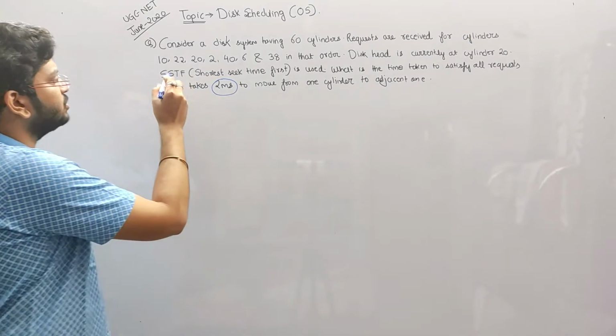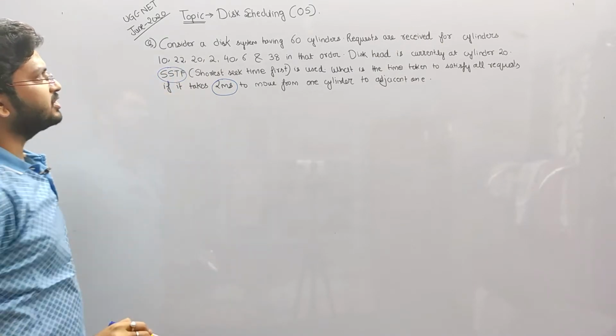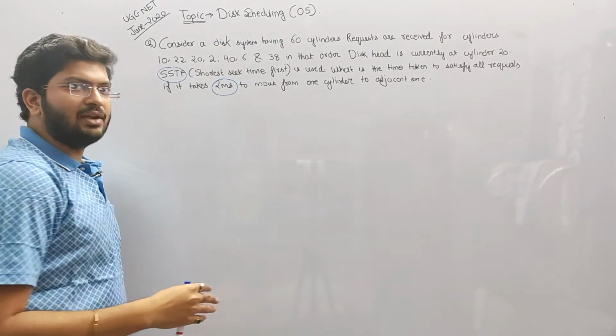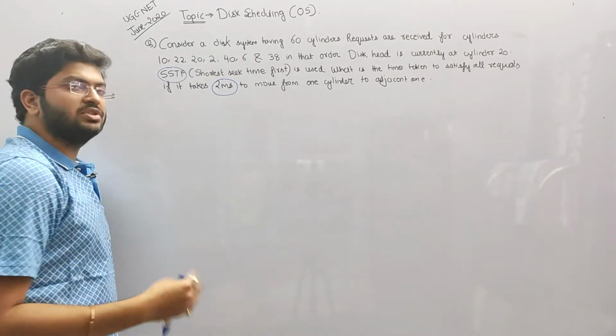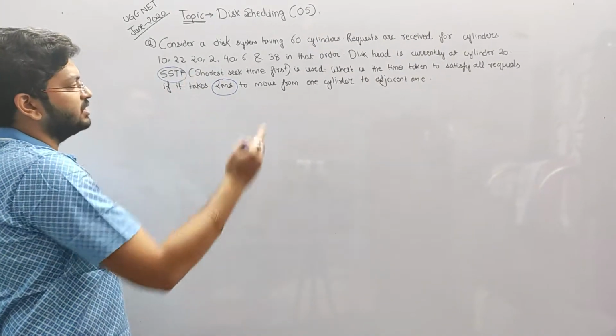And now I will also tell about this algorithm, shortest seek time first. In disk scheduling, there are several algorithms like first come first serve, shortest seek time first, look, scan, C-look, C-scan. There are several algorithms. Now first let us see this one.